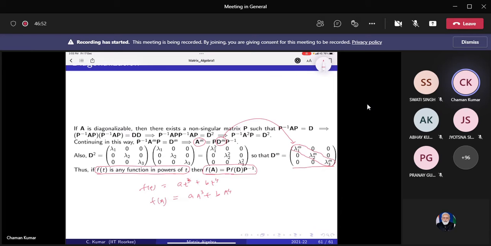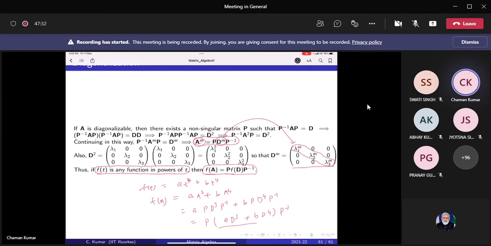And from this relationship A raised to M, you can write this as a P D raised to 3 P inverse plus b P D raised to 4 P inverse. And then you can take this P and P inverse common. So you can write this as P times a D raised to 3 plus b D raised to 4 times P inverse. Right?